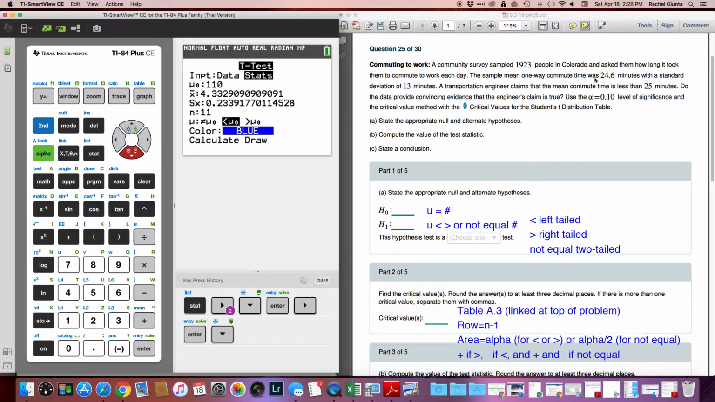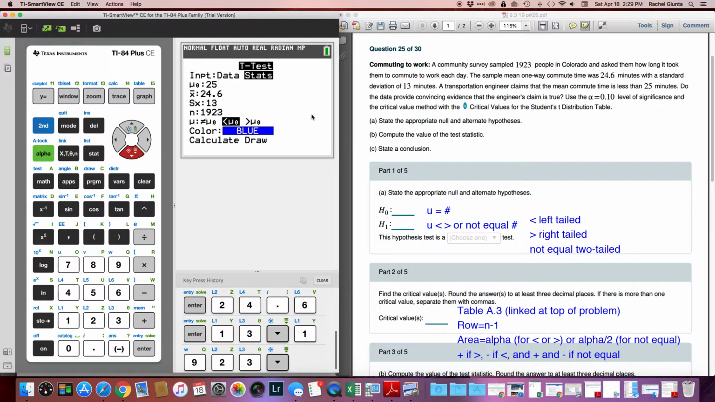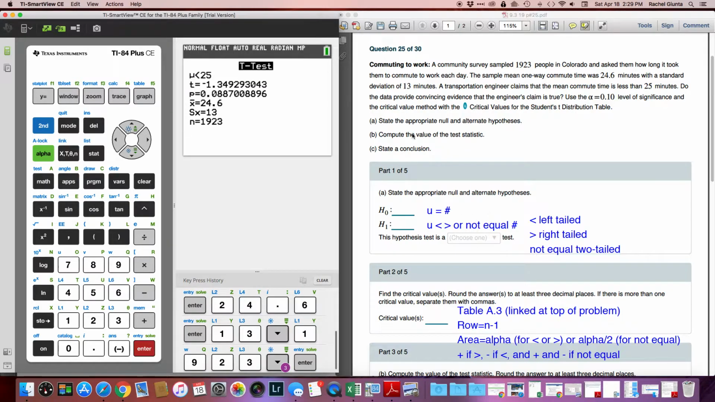And either way, the mean is going to be 24.6. Sorry, I put the wrong number there. That is the mean from the null and alternate hypothesis, not the mean from the data. So it's 25. The sample mean is what we put on X bar, and that's 24.6. The standard deviation is given to us, and that's 13 minutes, and N is the sample size, 1923. And then this needs to match what we said for our H1, which was less than. You probably don't have the color question. If you do, it doesn't matter. And calculate. And so then it gives us the T.